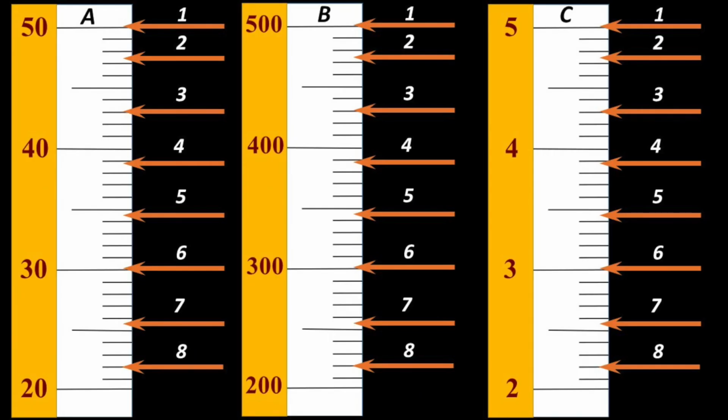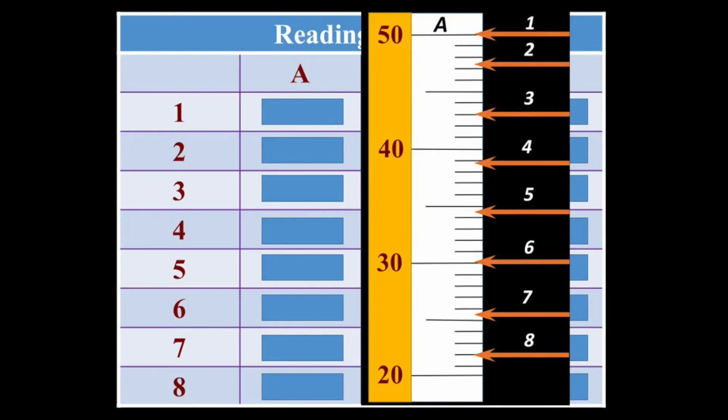All right, here's scales A through C. So we're going to start with A. That'll be 50.0, right on the line. That 0.0 means that it's exactly on that line. So I think you have enough information to finish this up.